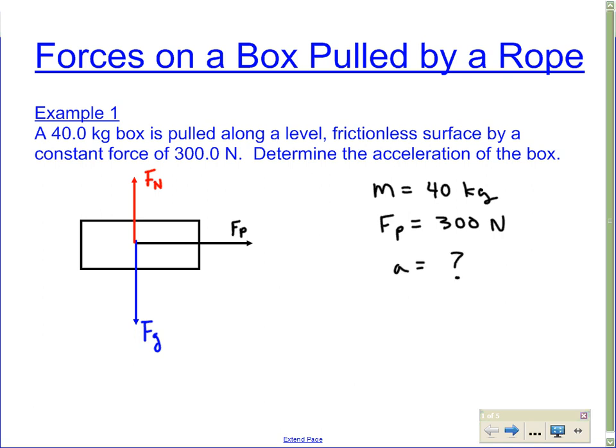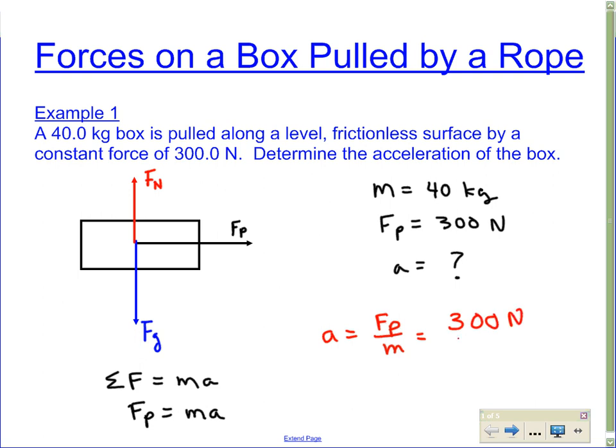So looking at all the forces that affect the acceleration of the box in the x direction, the only thing that affects it is the pulling force. So we have Fp equals ma. So we can rearrange our equation, and A will equal our pulling force divided by our mass, and we have 300 newtons divided by 40.